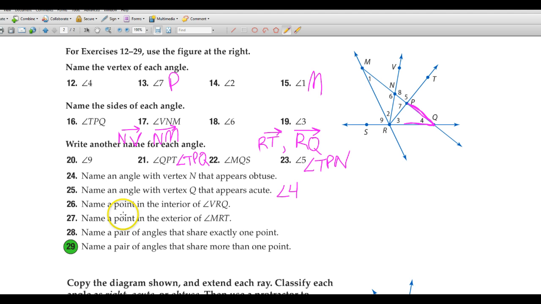Number 27, name a point in the exterior of angle MRT. So we have the interior, everything inside, and then we have the exterior, everything on the outside. So any of the points out here is what it's asking for. There's a good one, point S.